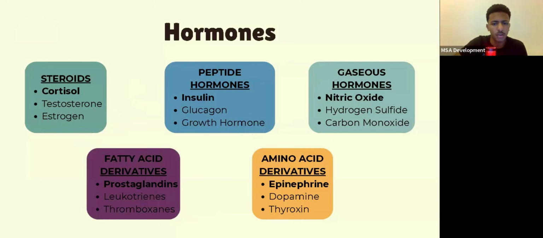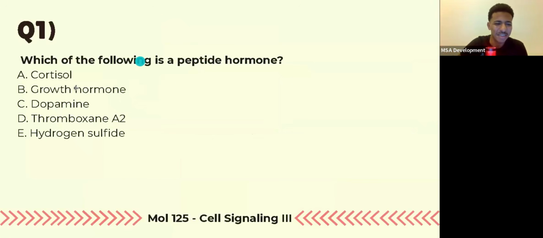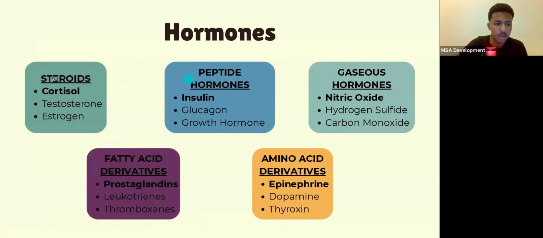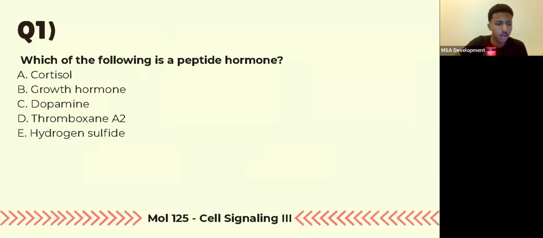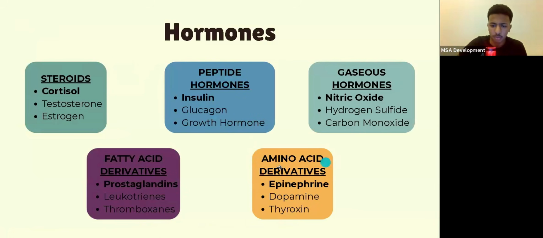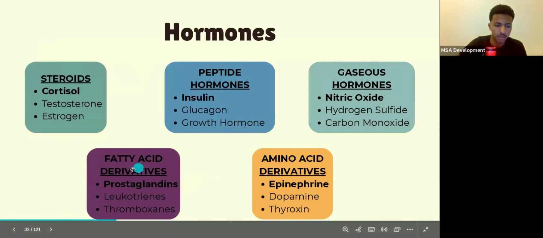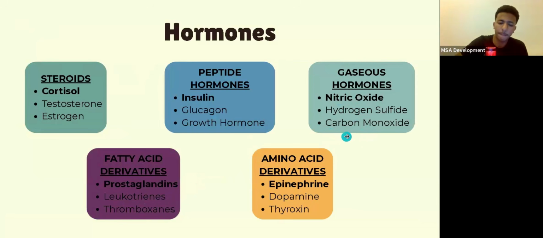The answer is insulin. Okay, insulin is not here. The answer is B, growth hormone. What else? Cortisol would not be a peptide hormone. Cortisol would be a steroid. And then dopamine, thromboxane A2, and hydrogen sulfide. Dopamine is an amino acid derivative. Thromboxane A2 is a thromboxane under fatty acid derivatives. And hydrogen sulfide is a gaseous hormone.